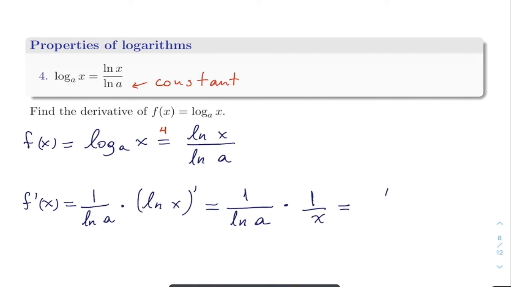And we can put this together to say that the derivative of the logarithm with base a is 1 over the natural logarithm of a times x.